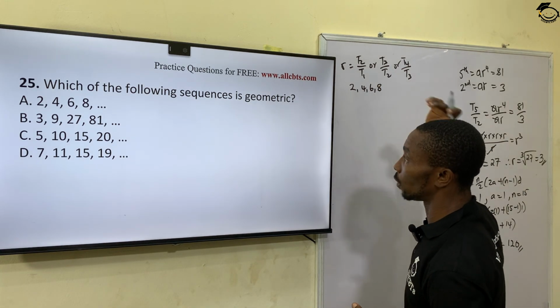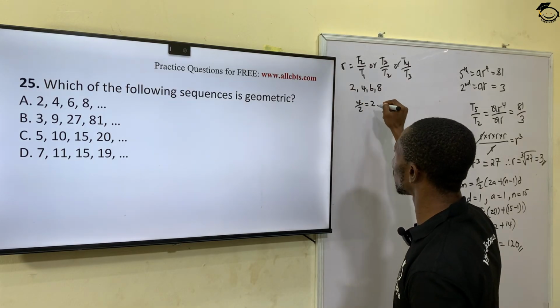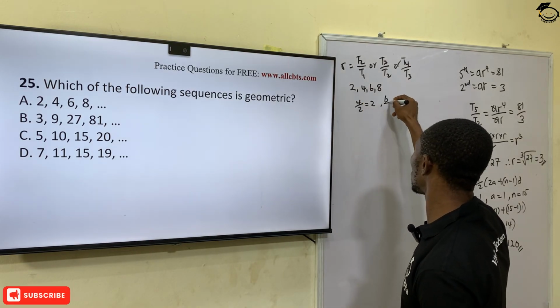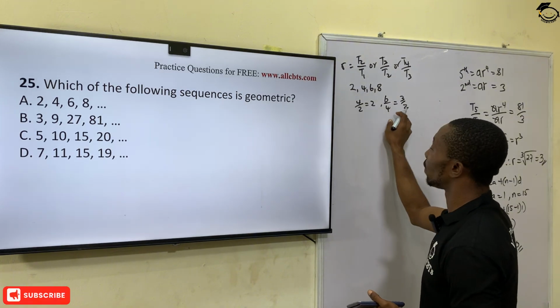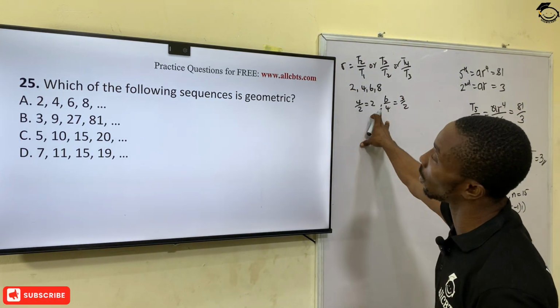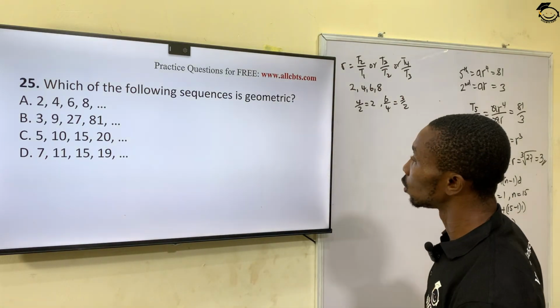So if we are looking for the common ratio, this becomes 4 over 2, which gives us 2, but 6 over 4 will give us 3 over 2. So they are not the same. So our first option there can't be geometric.